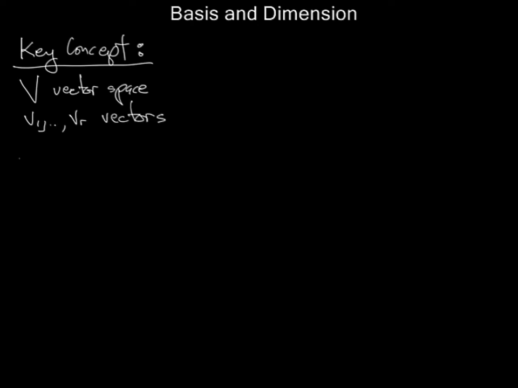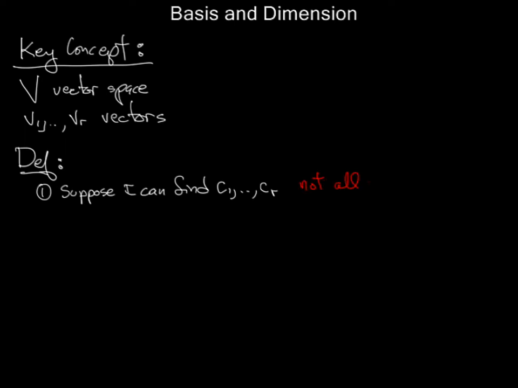And that leads us to a key concept in linear algebra, which is the following. So I have a vector space, and I have some vectors in it, v1 through vr. Now here's the definition. It's got two parts. First part is, suppose I can find scalars c1 through cr. And now here's the key thing. They're not all allowed to be zero. At least one of them has to be non-zero. Suppose I can find such scalars such that the linear combination of these vectors is the zero vector.